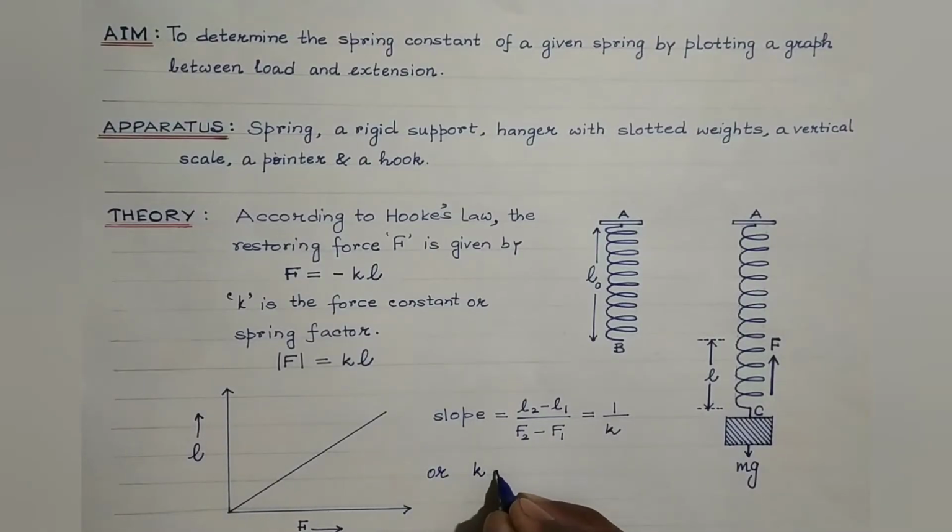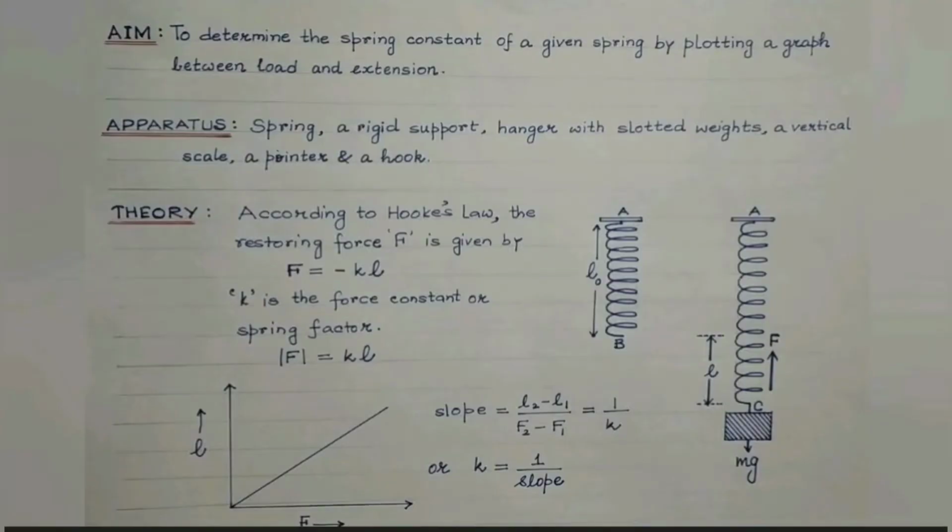So first we will plot the graph between F and L, and then finding the slope and getting its reciprocal will give us the value of the spring factor of the given spring. Now students, in order to plot the graph, we need different sets of observations for different values of loads and the corresponding different values of extensions. So let's understand the procedure.